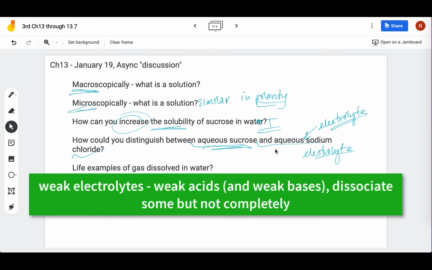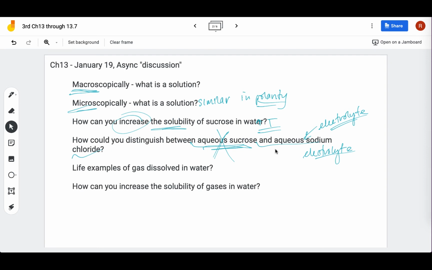Yes, no ionization, which means no conductivity, or very low conductivity, in a sucrose solution, and excellent conductivity in a sodium chloride solution. We could also do other methods, right? For example, you guys are all super great with solubility rules, and we could apply some solubility experiments here also, okay? Life examples of gas dissolved in water.